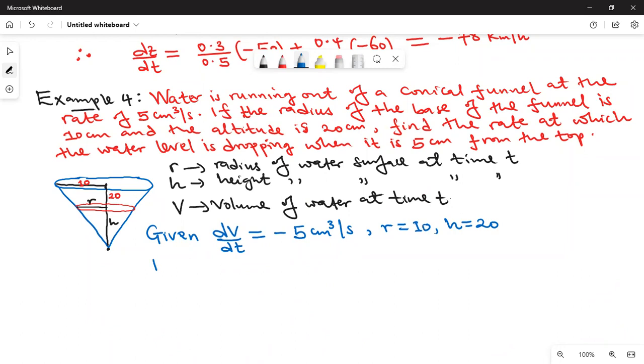So what are we required to find? The task is to find the rate at which the height is decreasing. So that is dh/dt. We don't know this, so I'll just put some question marks. We want to find dh/dt when the height is 5 centimeters from the top.